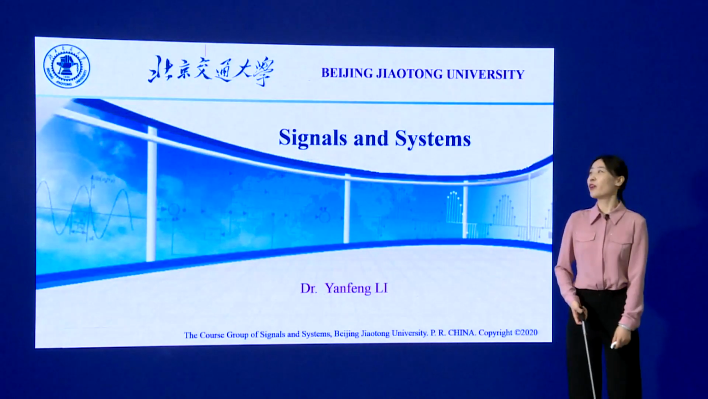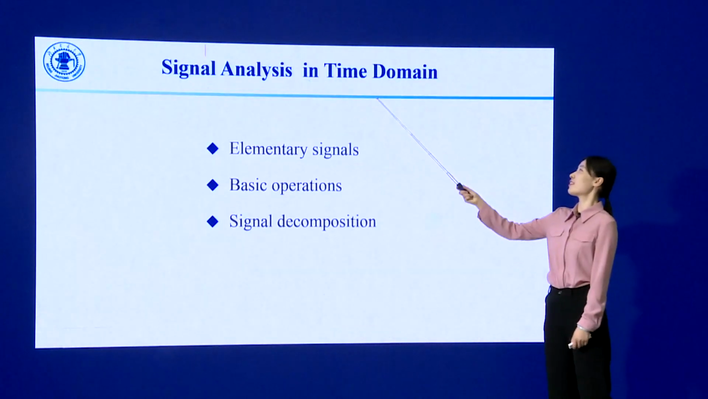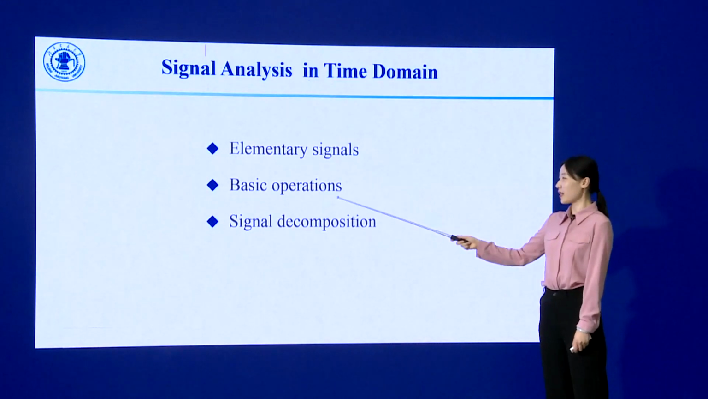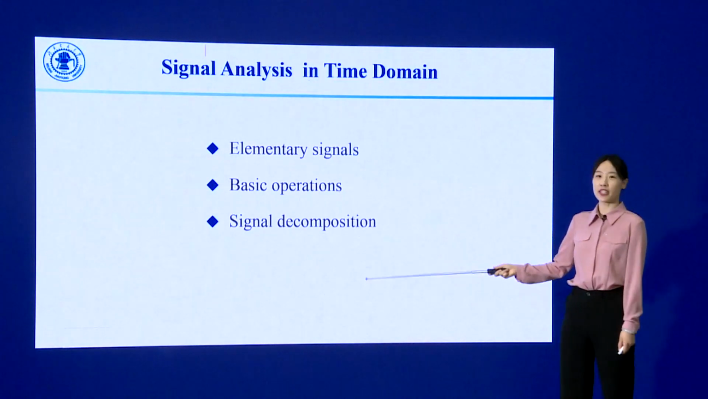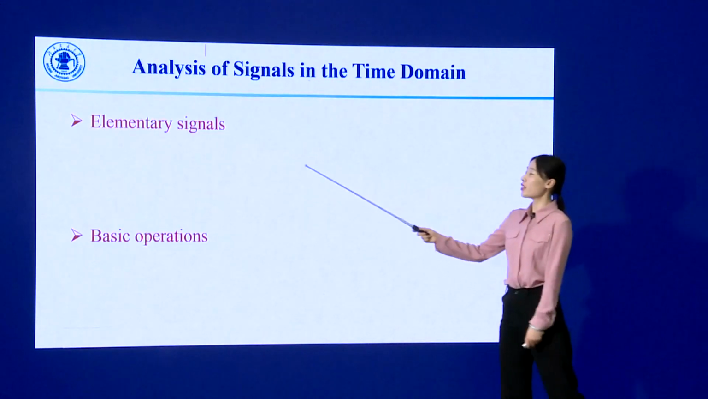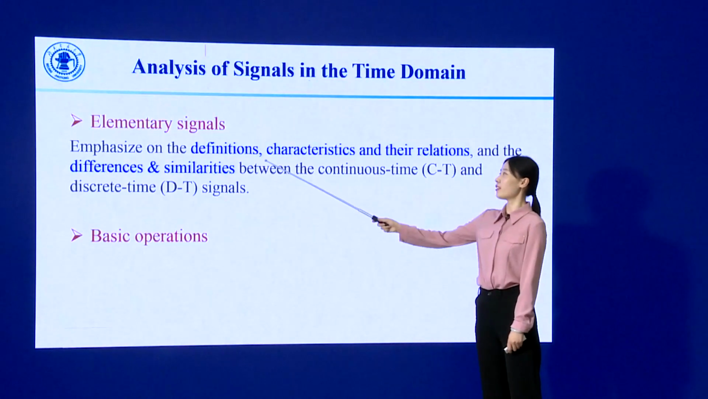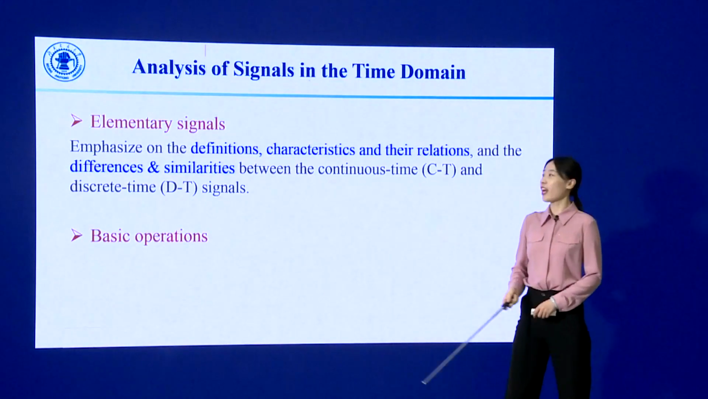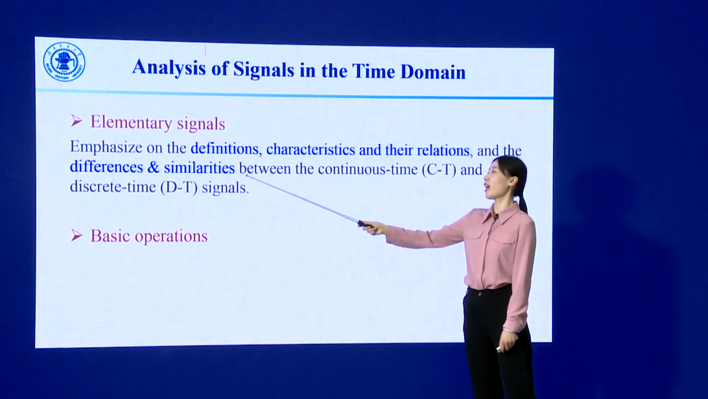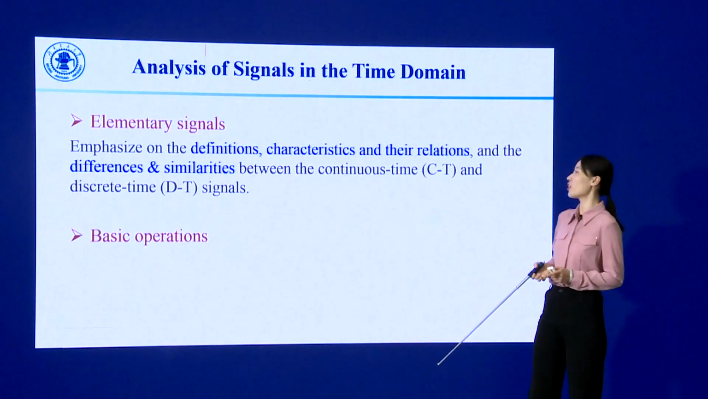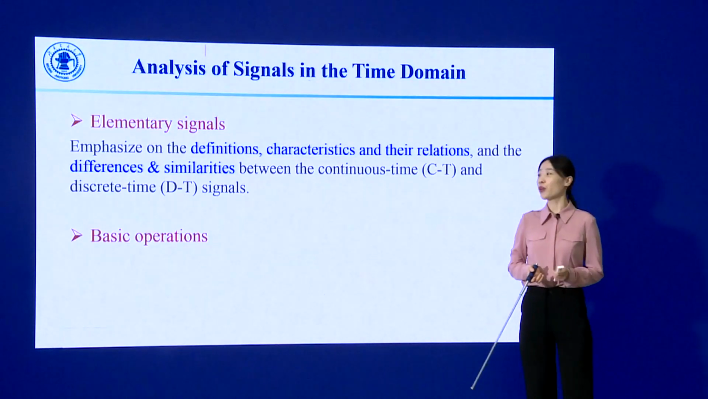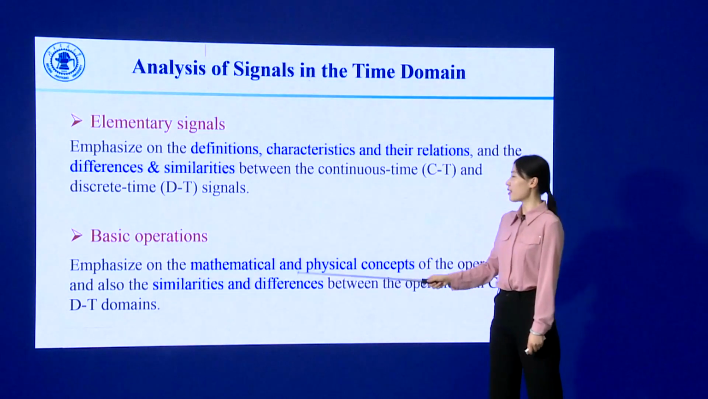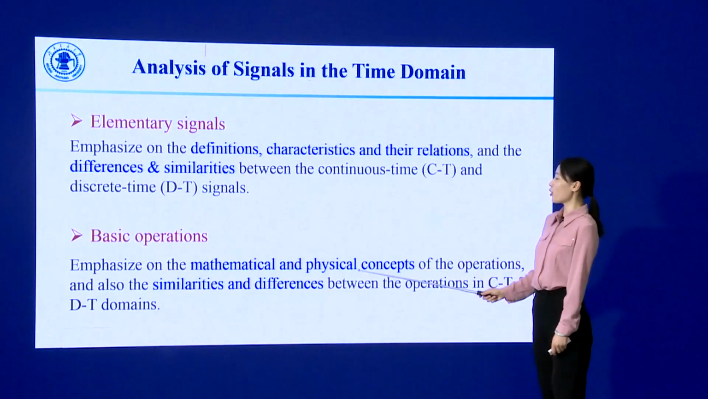Everyone, today we will learn Chapter 2, Signal Processing in Time Domain. In this chapter, we will learn elementary signals, basic operations, and signal decomposition. For elementary signals, we will emphasize the definition, characteristics, and their relationship. You should pay attention to the differences and similarities between continuous time domain signals and discrete time domain signals. For basic operations, we will emphasize the mathematical and physical concepts.